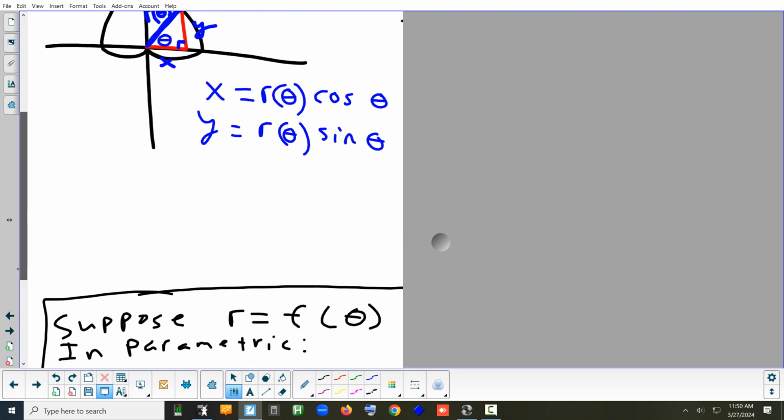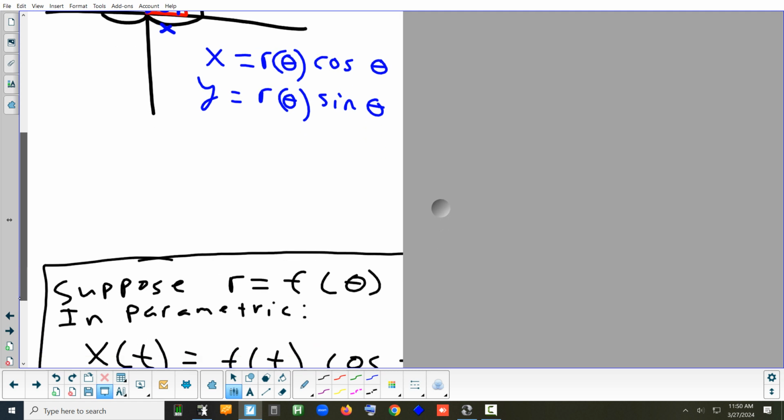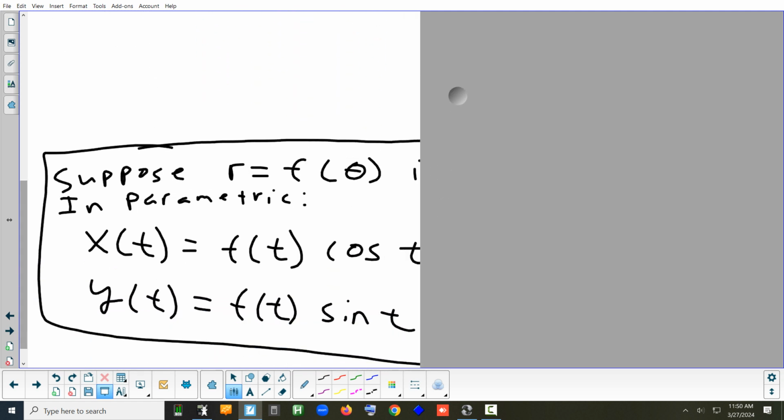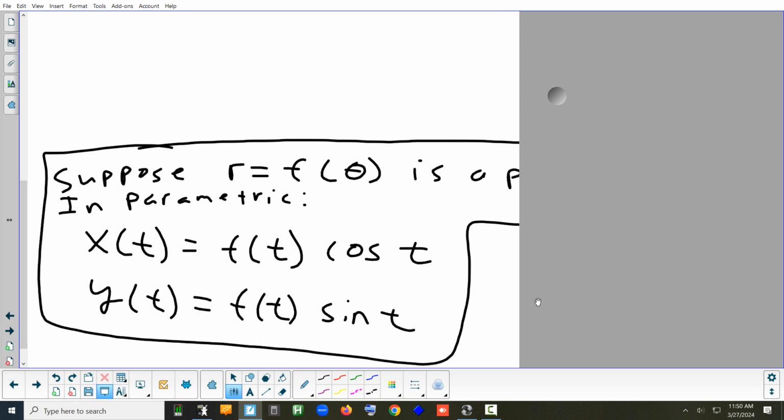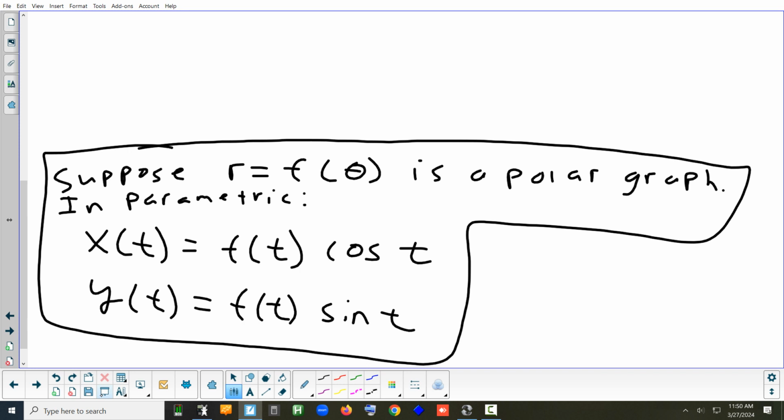should use the notation for parametric, which is f's and t's. Okay, so just changing the notation. T does represent theta in this case. It's just in parametric, you don't call it theta. You have to call it t. So this becomes t. Just a change in the name of the variable.